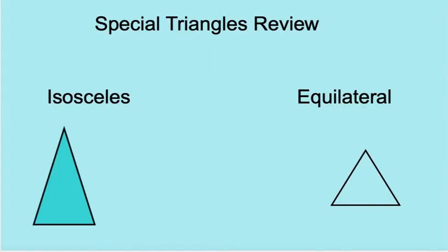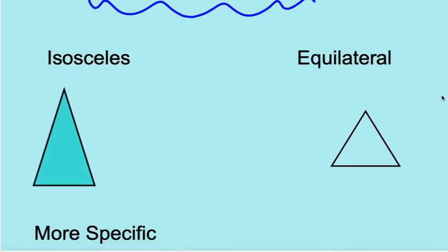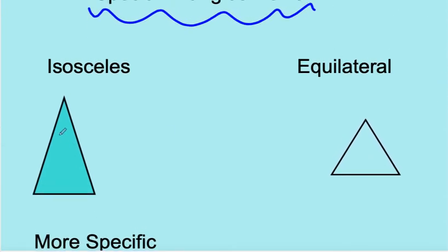All right, I want to take a look at these special triangles we've talked about, the isosceles triangle and the equilateral triangle. So an isosceles triangle, again, has at least two congruent sides. And what we've learned is that in that triangle, the angles opposite those sides, those two angles are equal, are congruent, okay? That's going to be an important feature for us.